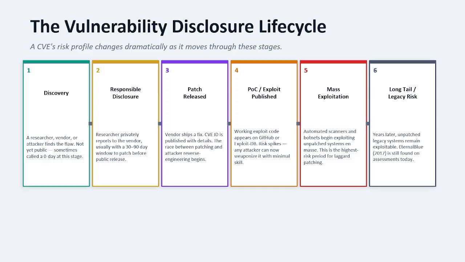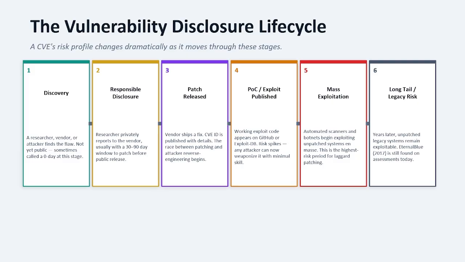Now the vulnerability disclosure lifecycle. First is discovery. A researcher, vendor, individual, or attacker finds the flaw. It's not necessarily made public. It may be under active exploit, which is what's known as a 0-day. If it's not under active exploit, then it is a vulnerability which has been identified.